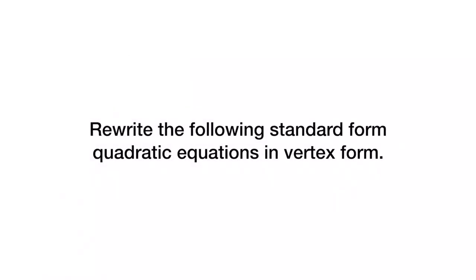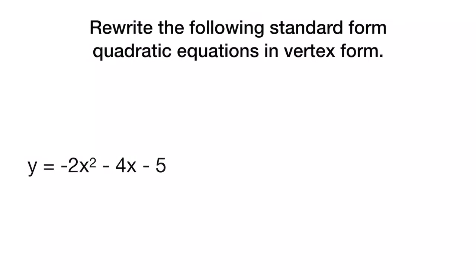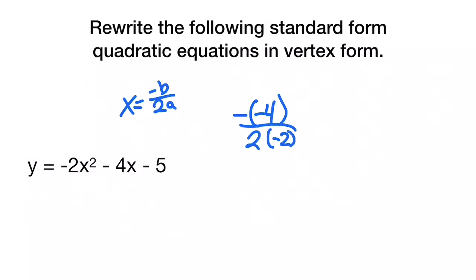All right, we're now going to rewrite the following standard form quadratic equations in vertex form. Here's our first one: y equals -2x squared minus 4x minus 5. So remember, the first thing I need to remember is that x equals -b over 2a. So that means negative of -4 over 2 times -2. So that means 4 over -4, which means our vertex is going to start off with x being -1.